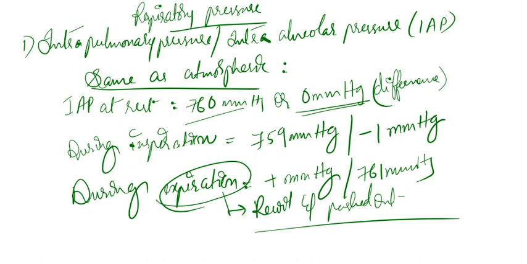Now we will discuss another pressure, that is intrathoracic pressure, or pleural pressure. First you should get to know where this pleural pressure is maintained. It is maintained in the pleural cavity.